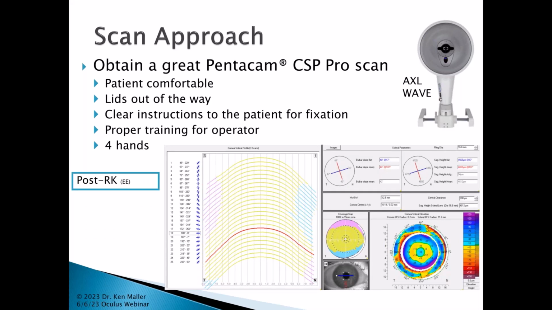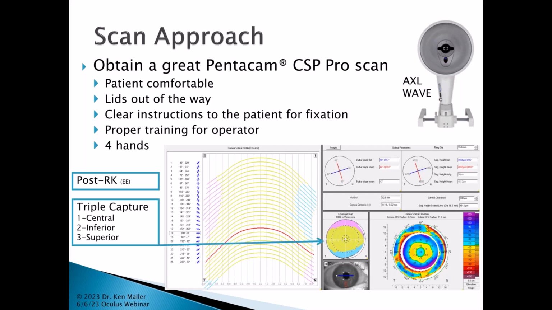You see here on this particular post RK, I did the exact opposite. It was still a triple capture, the first one being the center, but for my second one, I pulled the lower lid down to get the inferior data, and then on the third capture, I went ahead and pulled the upper lid up out of the way and got the superior capture. That was the pink arc up at the top there.